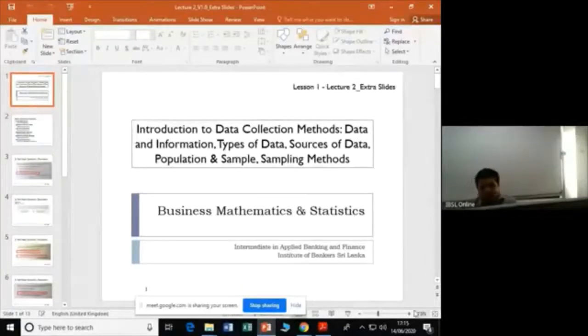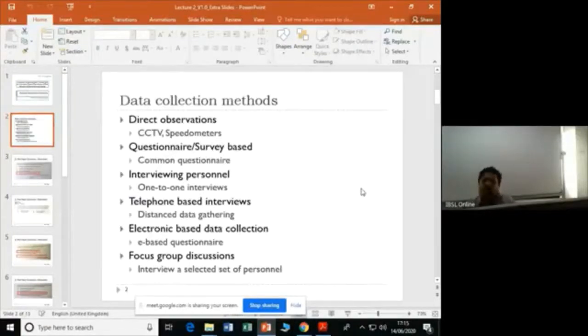Okay, these are some of the extra slides that I'm presenting today. I just put this for your information purpose. These are not facts that could be tested. These are general sense and common sense, but to complete the picture on data and sampling, I just want to quickly touch upon some of the data collection methods that we could see in the real world. You could use direct observations like CCTV cameras, speedometers, and being present on a road and counting cars. Those are direct observations.